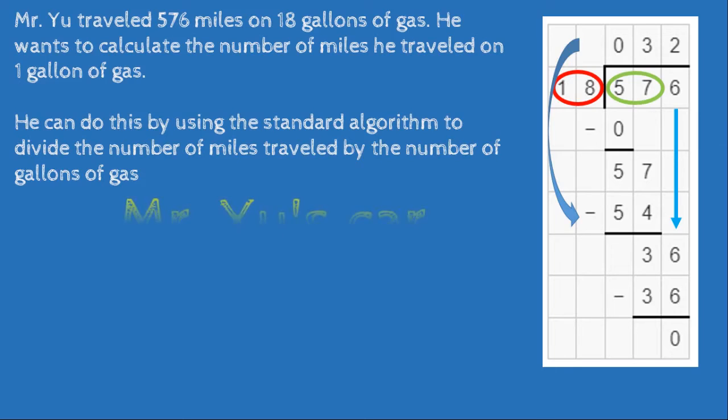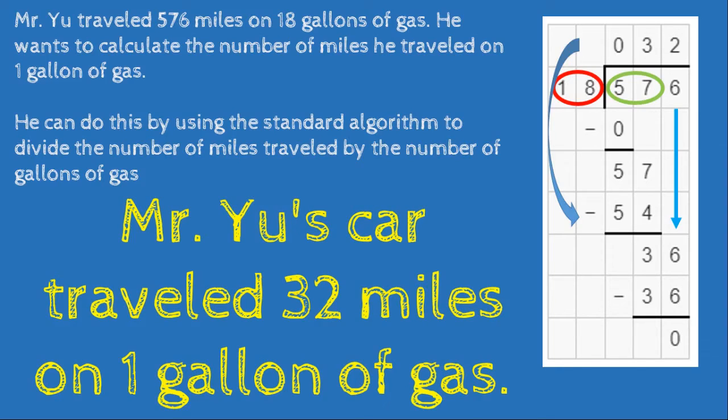And we repeat. 2 times 18 is 36. And 36 minus 36 is 0. Once we're at 0 and there's no number left over to bring down, we can figure out that Mr. Yu's car traveled 32 miles on 1 gallon of gas.